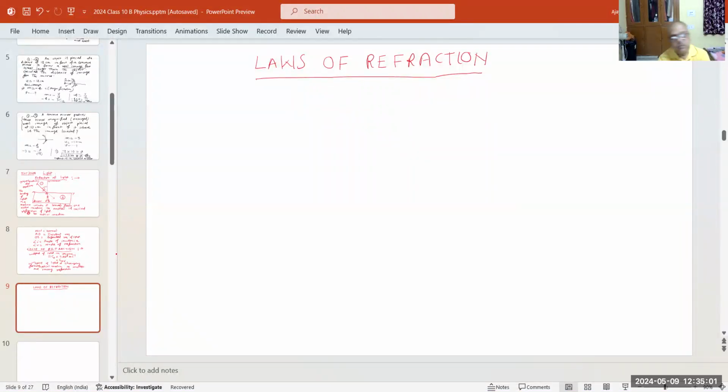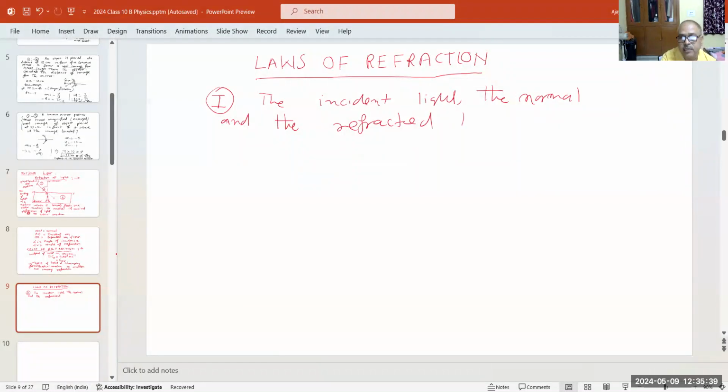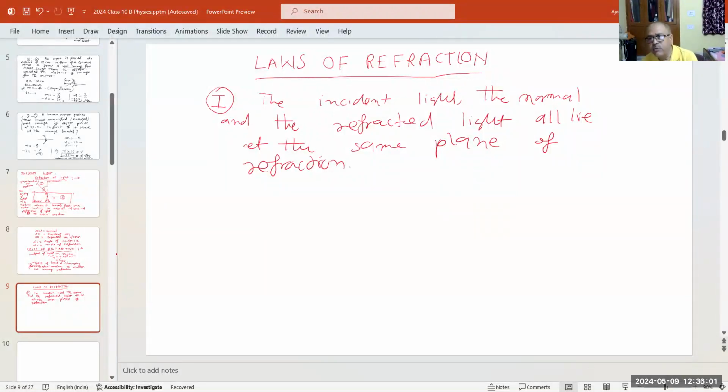Number one, in the same diagram, you can decide the statement. Statement number one, first law: the incident light, the normal and the refracted light all lie in the same plane, the same plane of refraction. Yes, this is the statement. Fundamental statement.